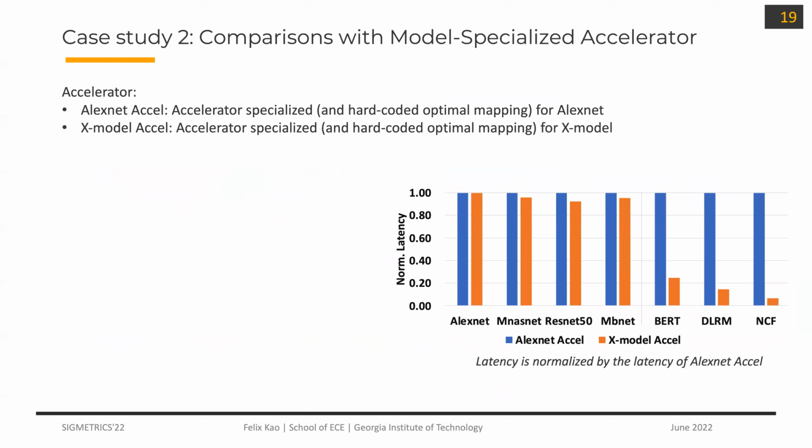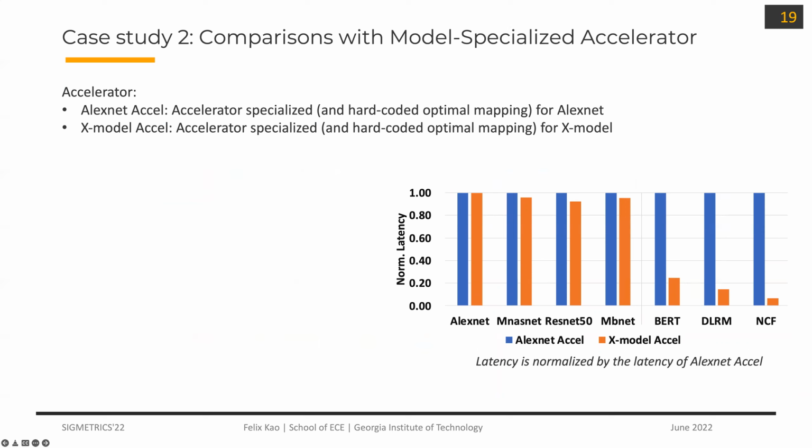In the second case study, we want to show how flexibility can help future proofing. We have two accelerator configurations. Alexnet accelerator means an accelerator specialized for Alexnet, and X model accelerator means an accelerator specialized for X model. Here we show their normalized latency to run the DNN model, the lower the better.